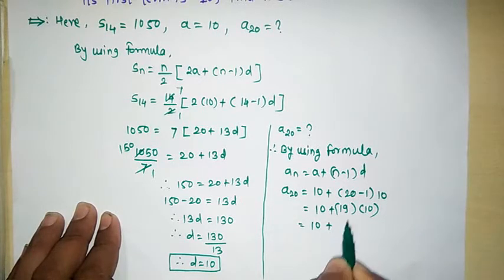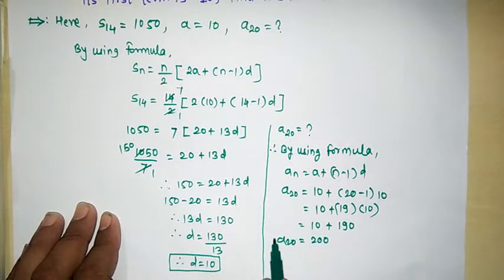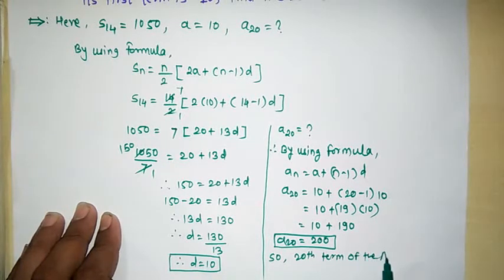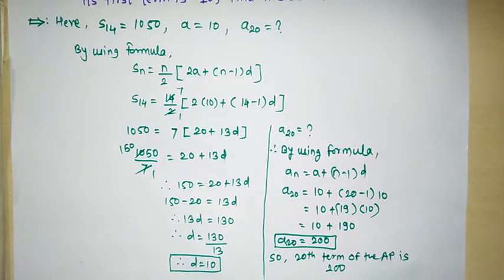Now this 10 plus 19 into 10, that is 190. So 10 plus 190 is equal to 200. Therefore here we got A20 is equal to 200. So the 20th term of the AP is 200.